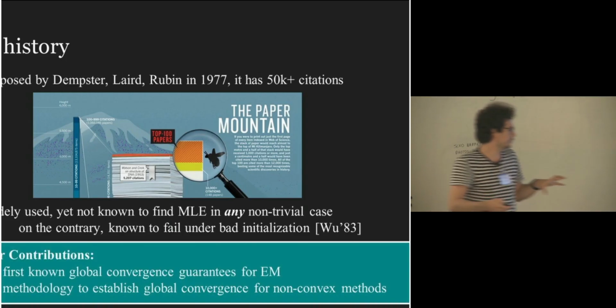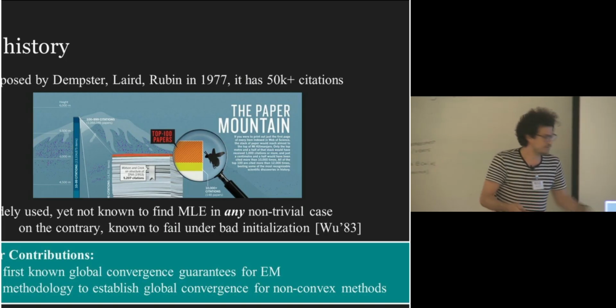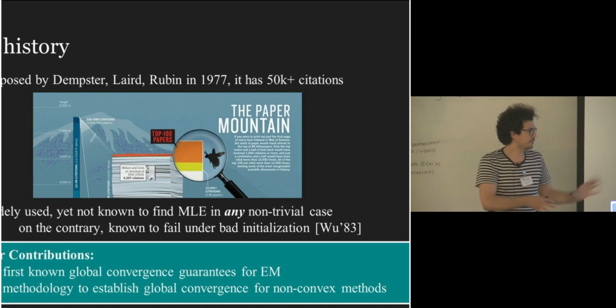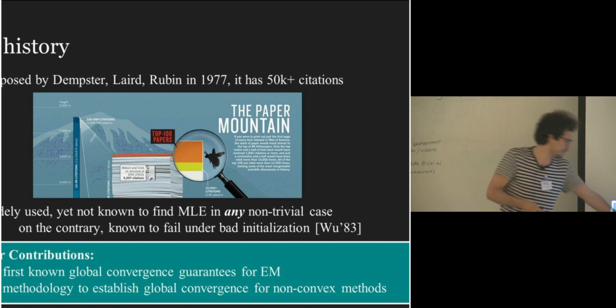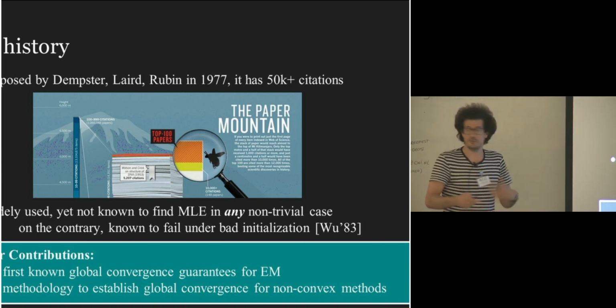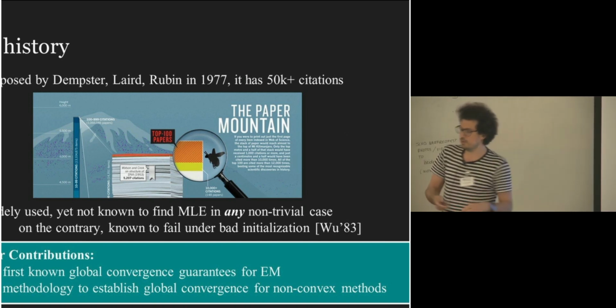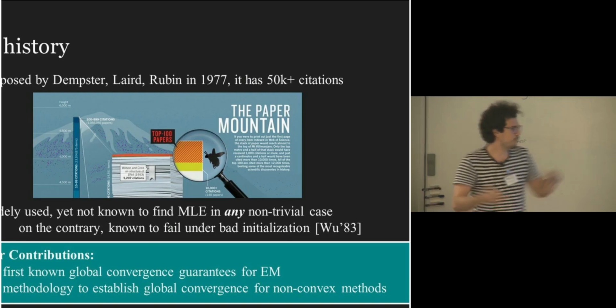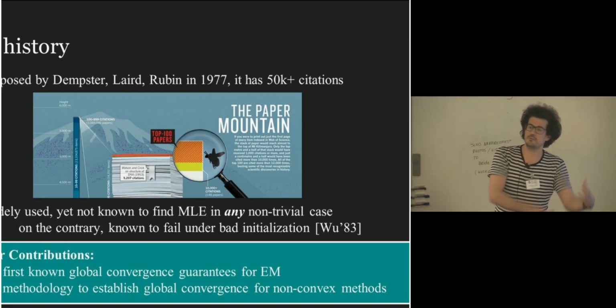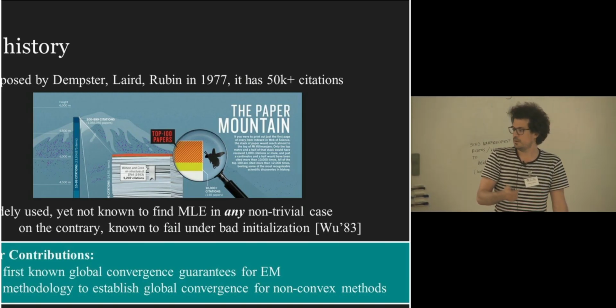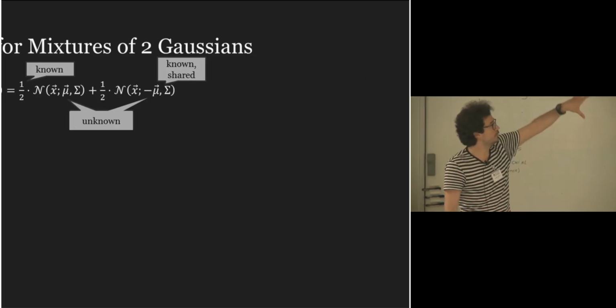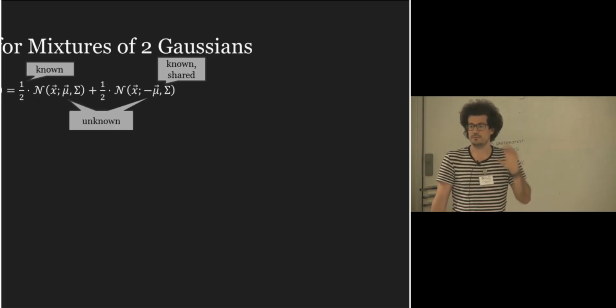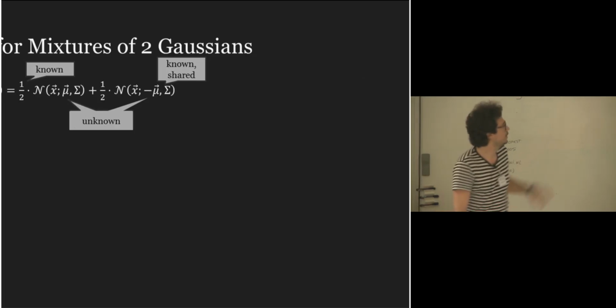So our contribution is to provide the first known global convergence guarantees for this algorithm for mixtures of Gaussians, as we're going to see. And we also provide some general purpose methodology for establishing global convergence guarantees for non-convex optimization methods. So the model in which we're going to be applying the algorithm is a very simple one.